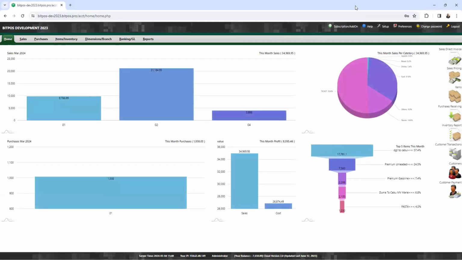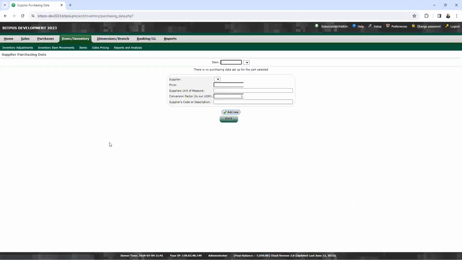So go to items inventory, then locate purchasing pricing. Then it's already here in purchasing pricing. So you type the item or the item code, for example, the price. So enter.